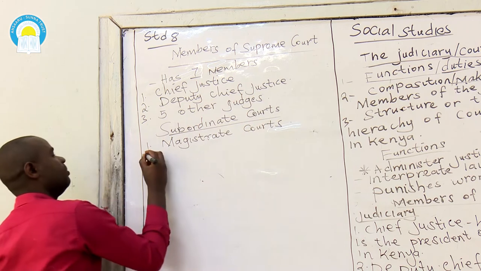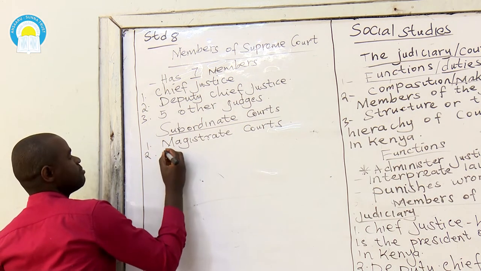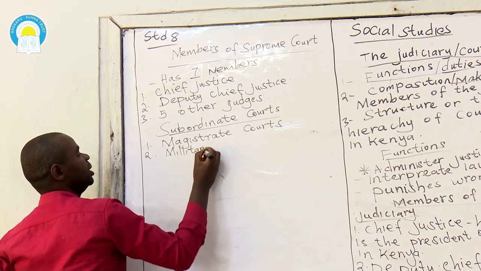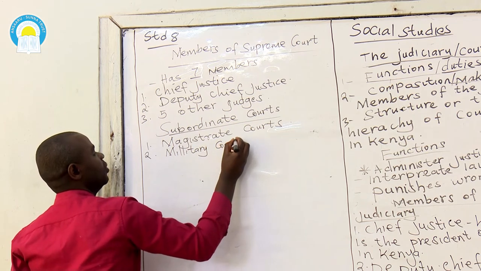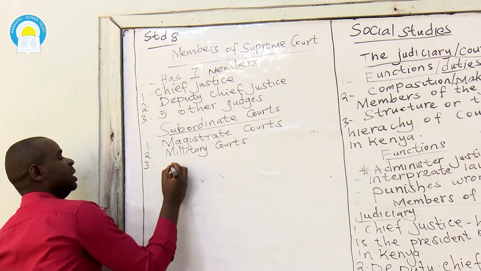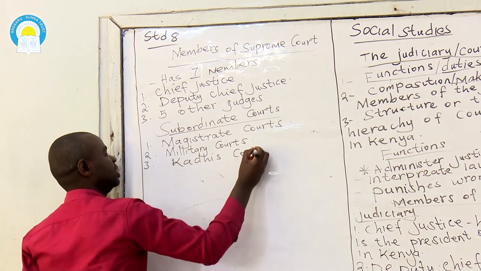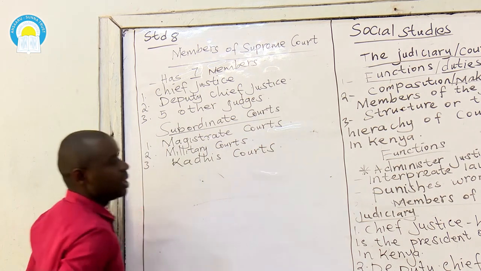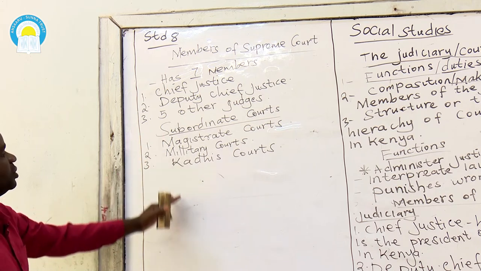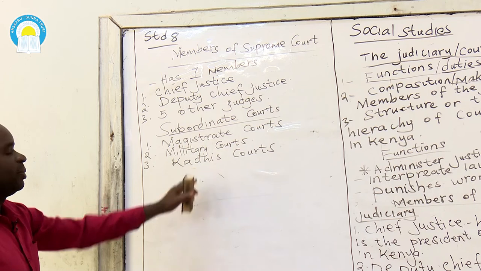Magistrate courts. Number two, we have what we call the military courts. Then number three, we have what we call the Kadhi's courts. Generally, under subordinate courts, they are majorly divided into three. Mainly, we have the magistrate courts, we have the military courts, we have the Kadhi's court.